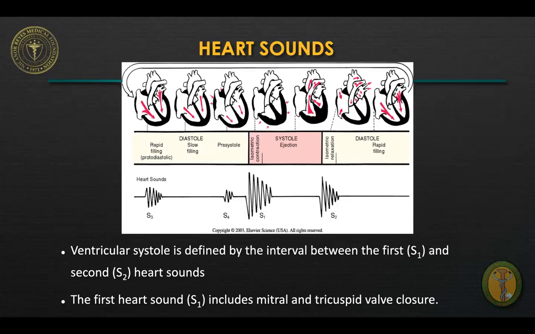In the following slides, you will be able to appreciate the different heart sounds, normal and abnormal. Ventricular systole is defined by the interval between the first heart sound and the second heart sound, your S1 and your S2. The first heart sound includes the mitral and tricuspid valve closure.